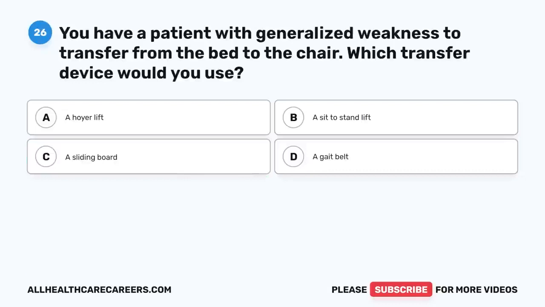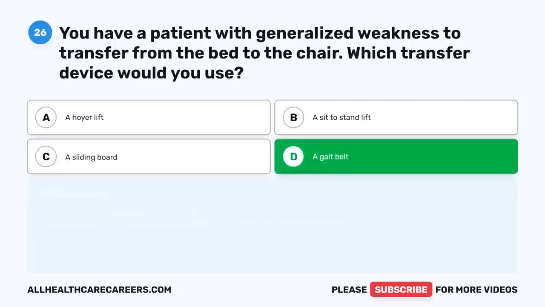Question 26. You have a patient with generalized weakness to transfer from the bed to the chair. Which transfer device would you use? A. A Hoyer lift. B. A sit-to-stand lift. C. A sliding board. D. A gait belt. The correct answer is D.